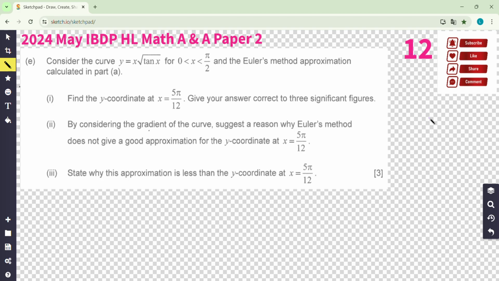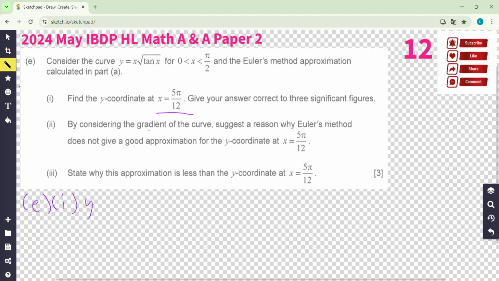Welcome back. Now we are on 12e. Better one, better, but not so many calculations. We have some discussion. So for E1, find the y coordinates when x equals 5 pi over 12. Same figure. So it is a substitution question.